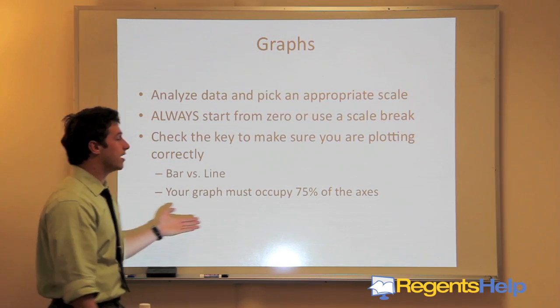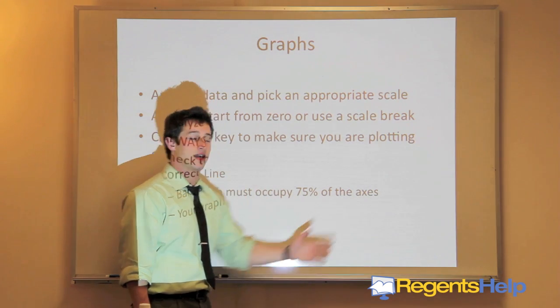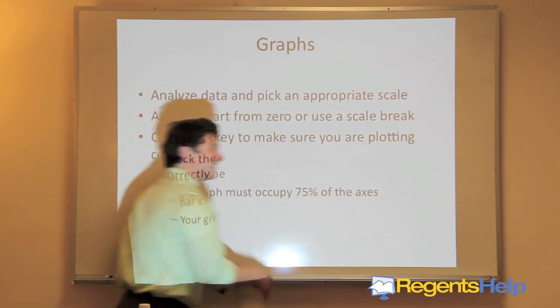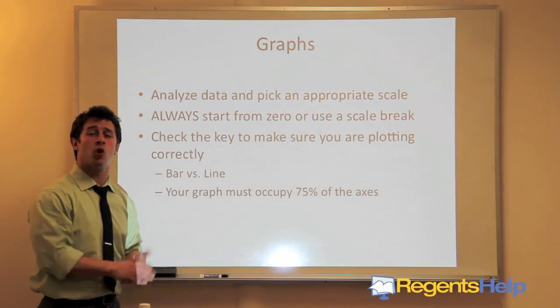Okay? Your graph must occupy 75% of the axis. Okay? So this is the x, this is the y. Your graph must occupy at least 75% of that total space.